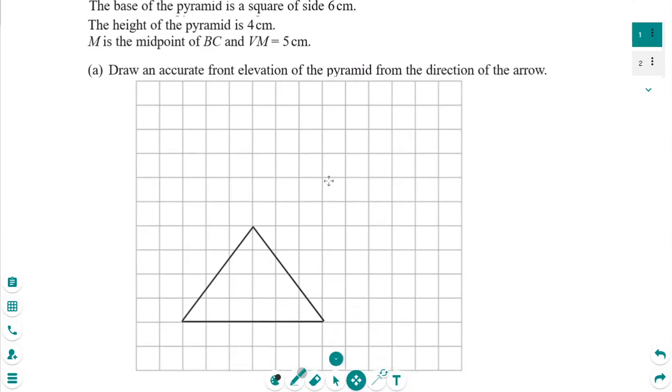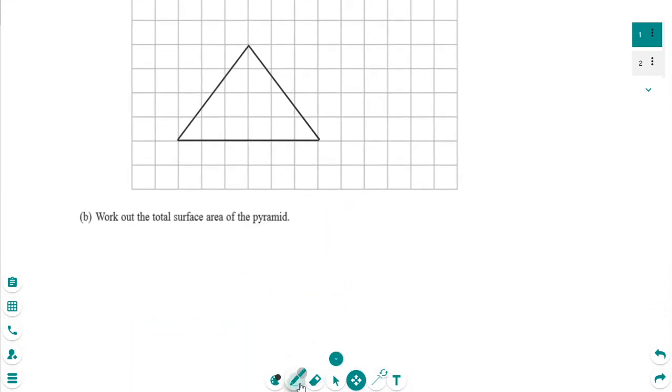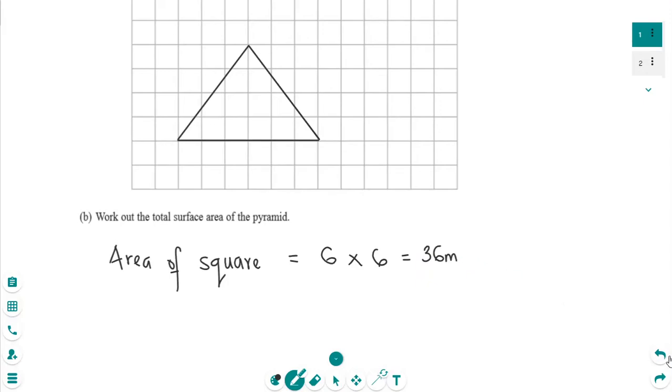Now I know the area of the square base is going to be 6 times 6, and that's going to give me 36 centimeters squared.